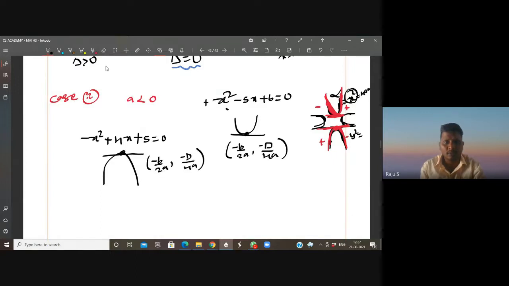That's all. Both the cases, the condition is same, but the only thing is you have to check whether the coefficient of x square is positive or negative. If it is positive, we'll get minimum. If it is negative, we'll get maximum value. So what is capital D here? D here is b square minus 4ac, that's all.